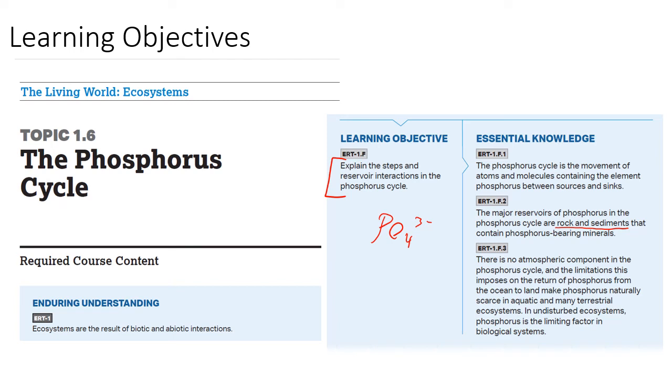All right. The limitations this imposes on the return of phosphorus from the ocean and land make phosphorus naturally scarce in aquatic and many terrestrial ecosystems. It all relies on the weathering and erosion of rock. So it is typically your limiting nutrient. Like we'll talk about when we get to agriculture, phosphorus is typically, or phosphates are typically your limiting nutrients. All right. So the limiting factor in many biological systems.